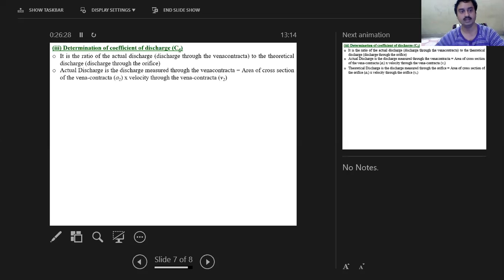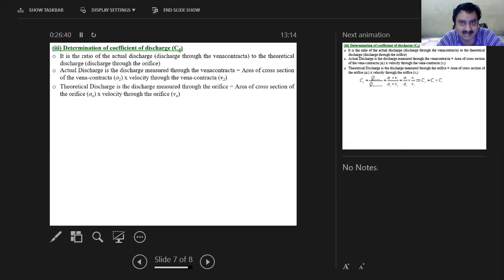Okay. Actual discharge is the discharge measured through the vena contracta, that is, area of cross section of the vena contracta into velocity of flow through the vena contracta, A2 into V2. Similarly, theoretical discharge is the discharge measured through the orifice, equal to area of cross section of the orifice into velocity at the orifice, A0 into V0. So if I go for the ratio, C_D is equal to Q actual by Q theoretical, which is equal to A2 into V2 divided by A0 into V0. That will ultimately come to be A2 by A0 into V2 by V0.